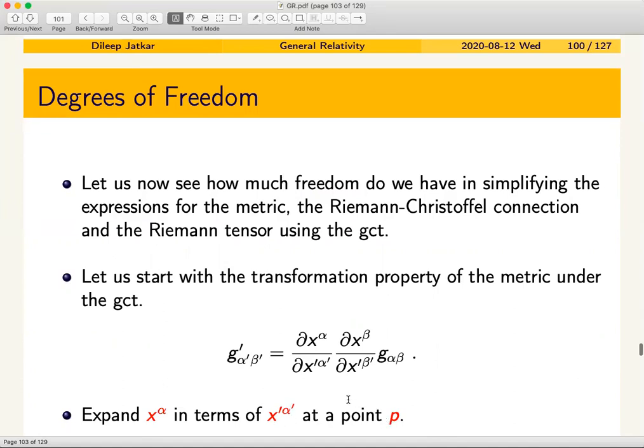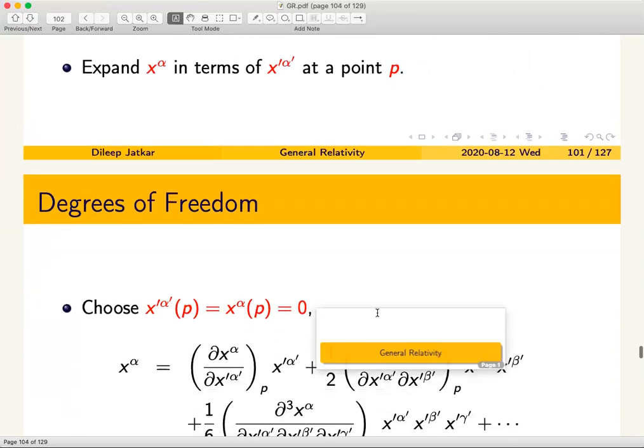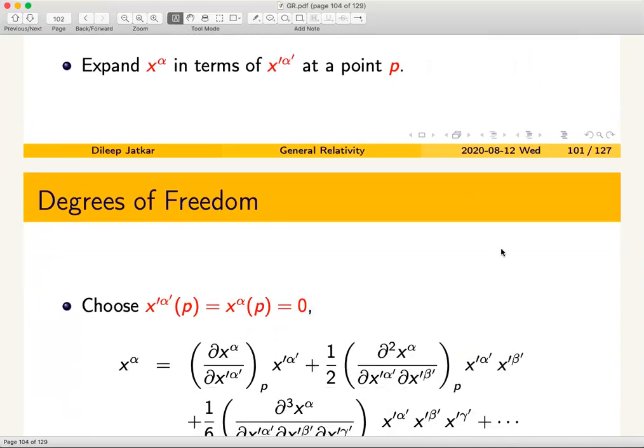at a point. Exactly the way we did some time ago, we'll try to write down x alpha as a function expanded in terms of x prime alpha prime. So let's choose the value of both these coordinates to be 0 at a particular point P. Then in the neighborhood, if you look at x alpha, that can be written as del x alpha by del x prime alpha times x prime alpha.